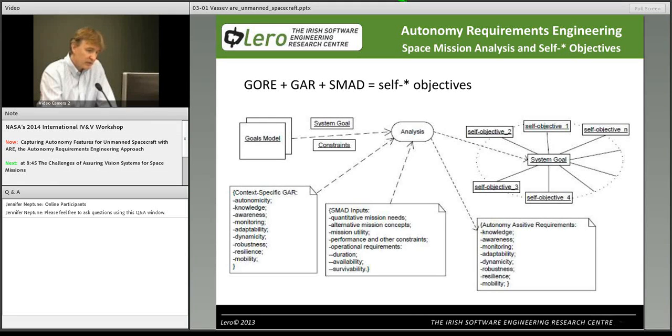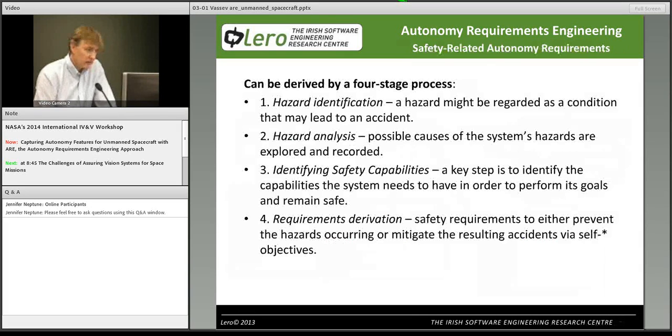We get knowledge, awareness, monitoring, plus self-objectives, but these self-objectives are richer in that now we can also consider mission duration, for example, availability, survivability, and mission utility. These things come with the space mission analysis and design. In addition to that, we may also consider the different hazards, the safety requirements. So basically, we can use different hazards to identify self-objectives with associated attributes required by these self-objectives.